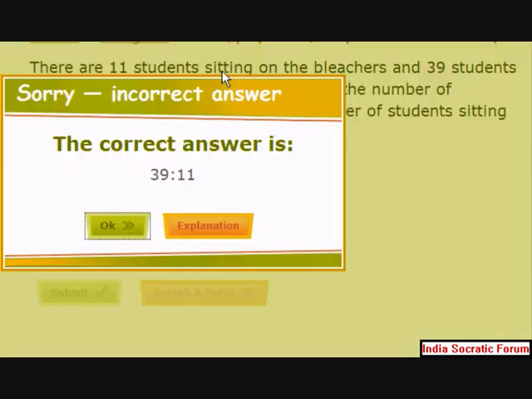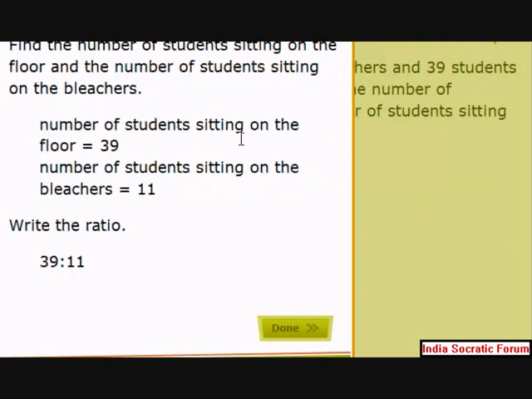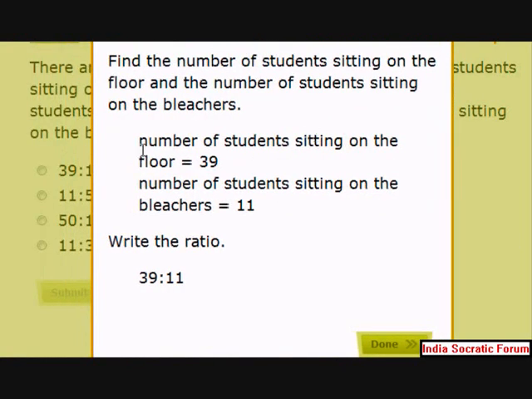Pause the video, find the answer. The correct answer is 39 is to 11. Number of students sitting on the floor, number of students sitting on the bleachers, write the ratio as 39 is to 11.